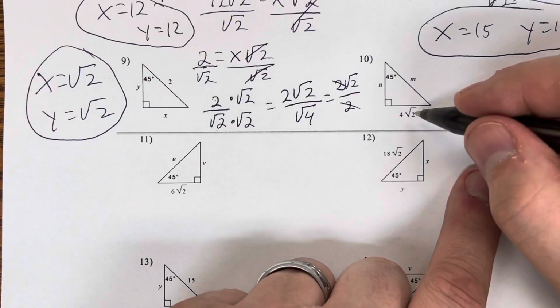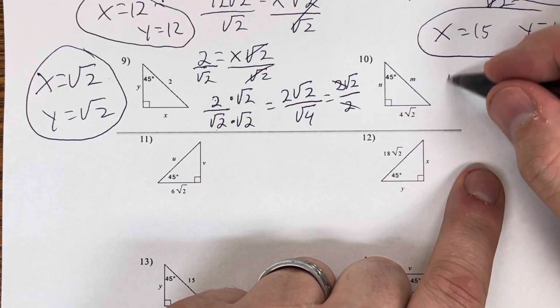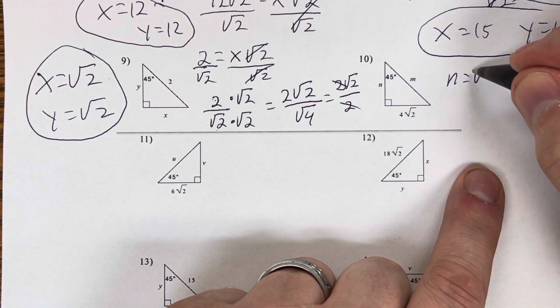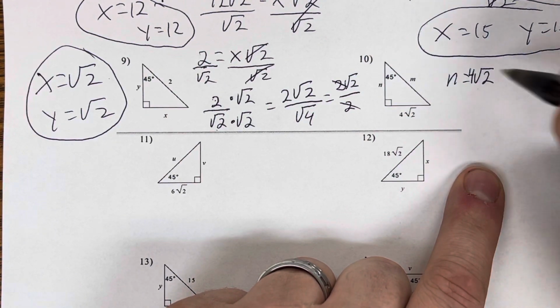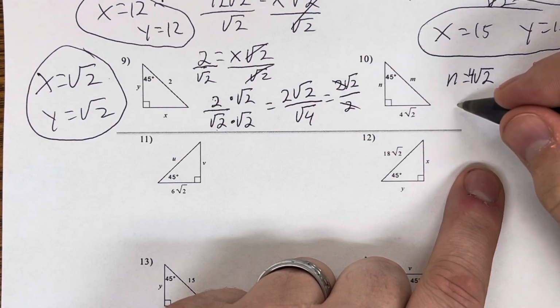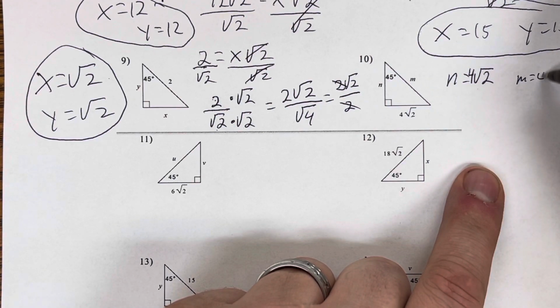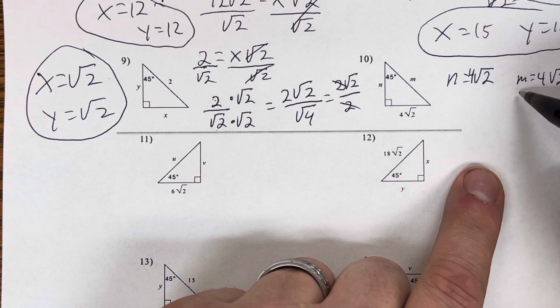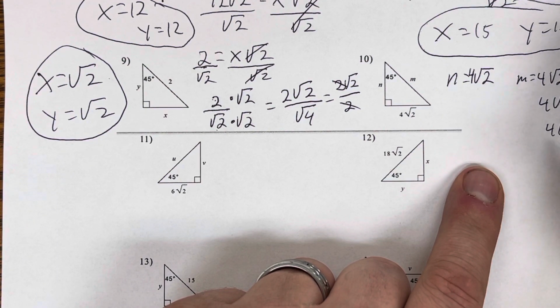Alrighty, next one, 4 root 2 for a leg. That means n is also equal to 4 times the square root of 2. And now m, that is equal to 4 times the square root of 2 times the square root of 2. Hypotenuse equals leg times the square root of 2. So that's 4 times the square root of 4. That's 4 times 2, which is 8.